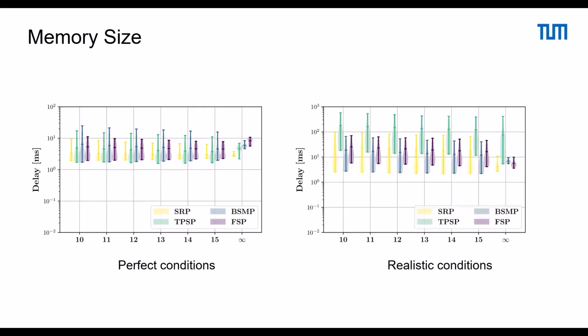But in the realistic conditions, again, this is the more interesting case. This is where we actually see quite a significant change when we go to a huge memory size. We make our entanglement generation much more consistent. The variance in terms of delay is hugely reduced when we increase the number of qubits that are available in our memories.